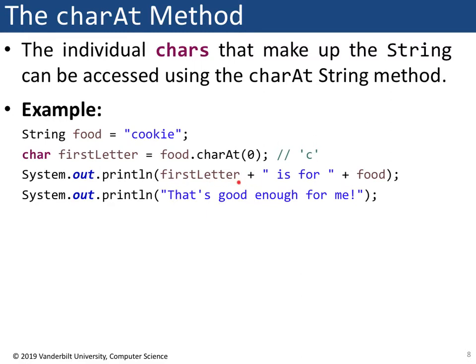So the first letter is a char, and it is being added with a string literal. So char plus string results in string. So we now have "C is for", and that is stored in a string, and then we're adding that with another string. So string plus string equals string, "C is for cookie". And then we will have another print line statement that displays the string literal, that's good enough for me.